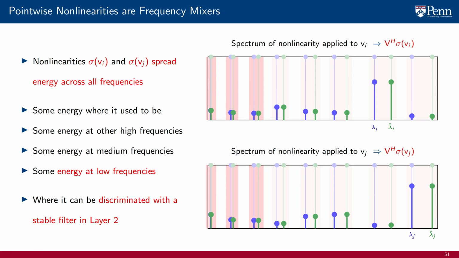We should remark that these two are actual GFTs of nonlinearities applied to the two largest eigenvectors of a random graph with 8 nodes. Their frequency components have a certain garbage aspect to them, but it is a stable garbage. It can be discriminated with stable filters, and the process can be repeated. We can isolate again high frequencies with a stable filter and process them with nonlinearities so that we can discriminate them better at layer 3.